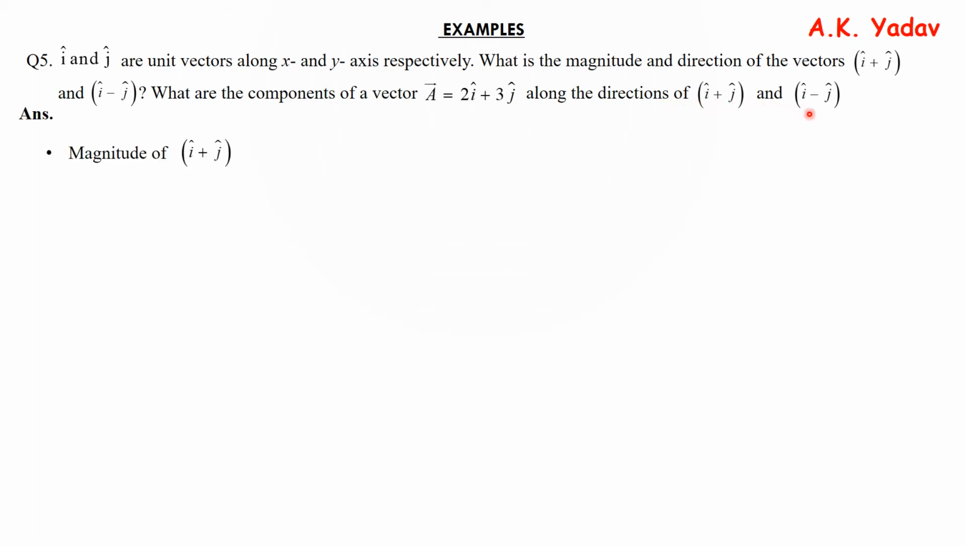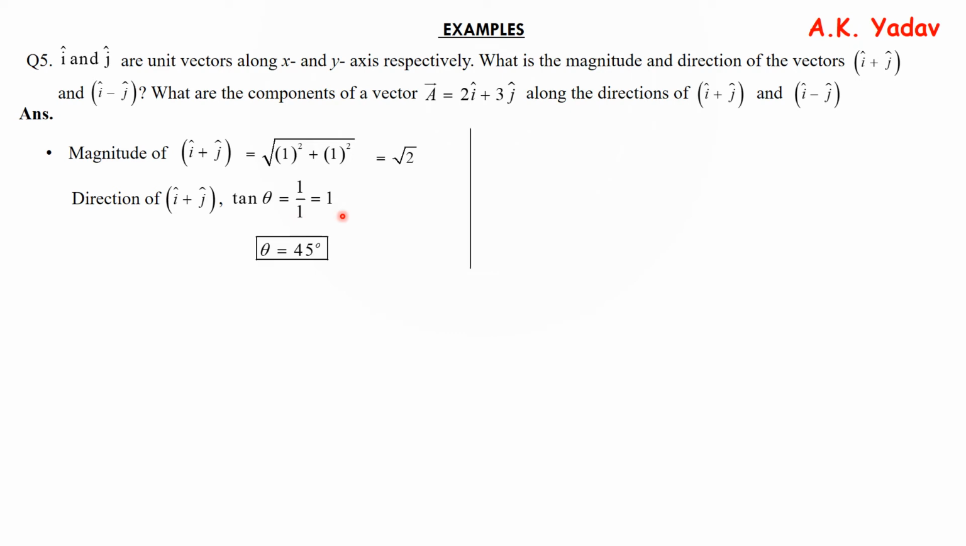So let us first do the first thing, magnitude of i plus j, that is under root of 1 square plus 1 square, which gives under root of 2. What about the direction of i plus j? That is tan theta is equal to j component upon i component, that gives tan theta equal to 1, which gives theta is equal to 45 degree.